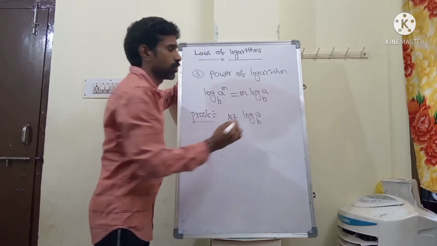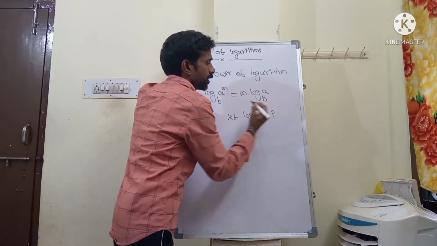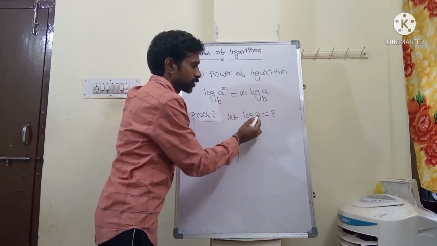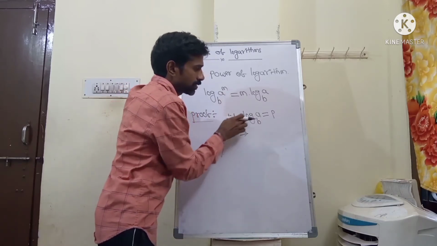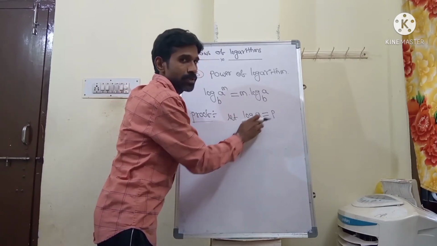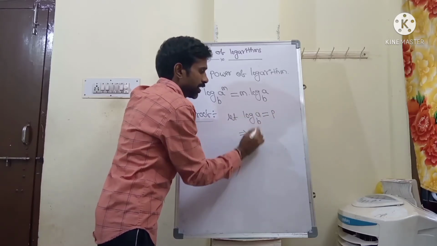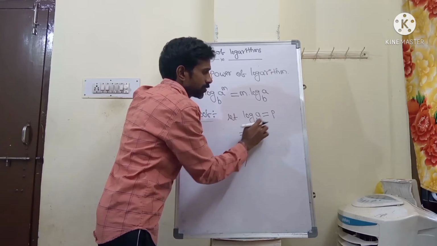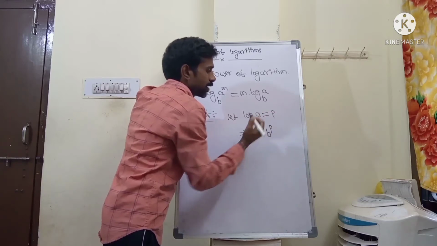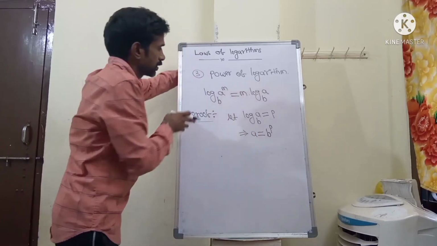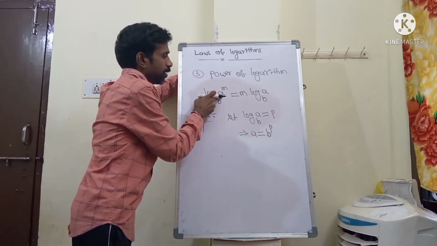Let log a to the base b be equal to some p. Now it is in logarithmic form. Write it in exponential form. Exponential form is what? a is equal to b to the power of p, because the base is always the base. So a equal to b power of p is the exponential form.